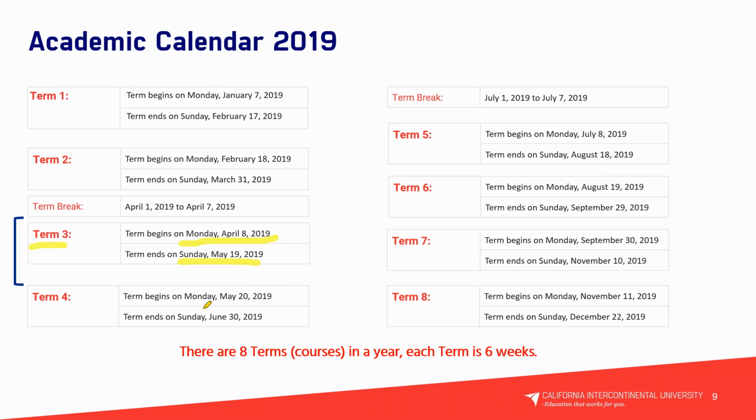Then you will start right away your next class, your second course, on Monday the 20th, and it ends on June 30th. You have a week break here for the 4th of July, so you can enjoy yourself. And then you'll continue on with your third class, which is in term 5, July 8th to Sunday, July 18th. The reason why I highlight those first 3 classes is because 3 terms is equivalent to 1 semester. So upon the completion of those first 3 terms, terms 3, 4, and 5, you have completed your first semester.